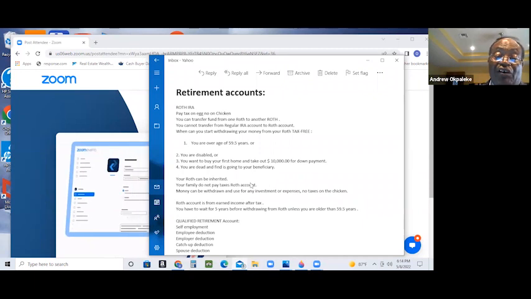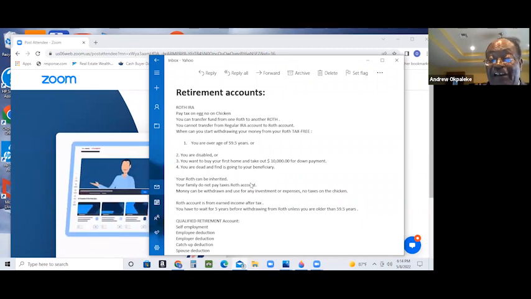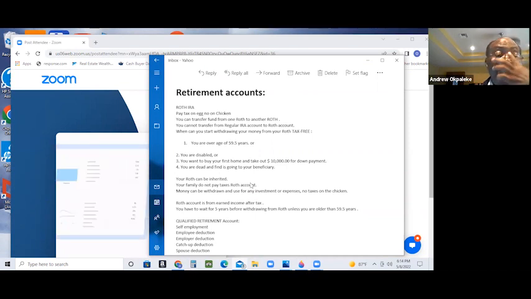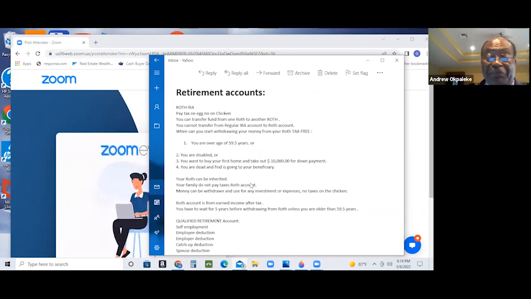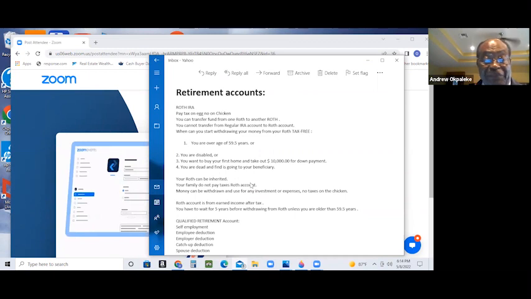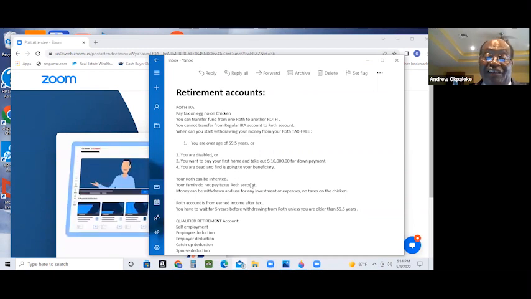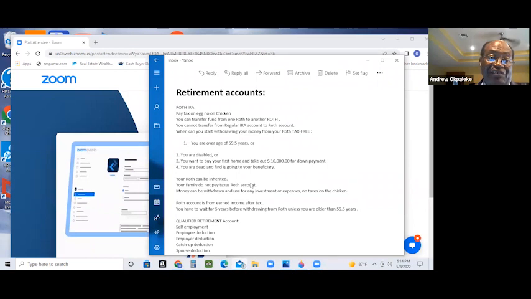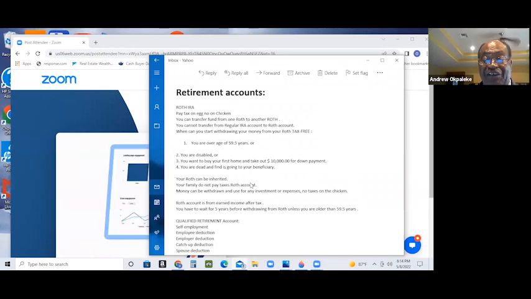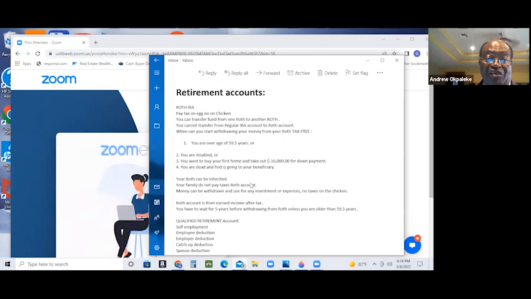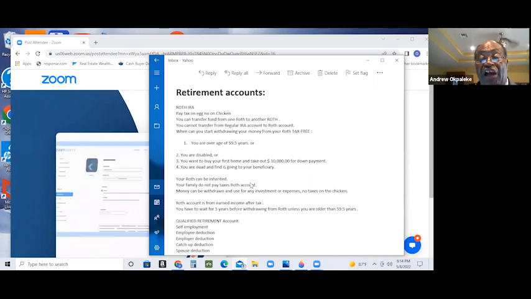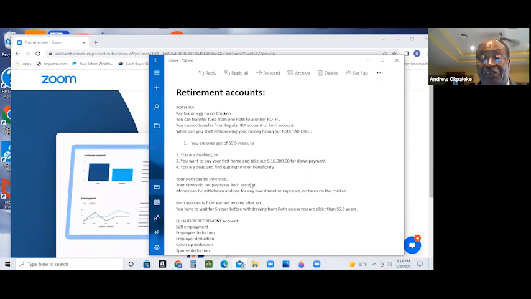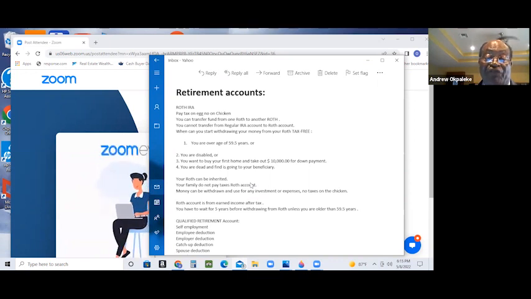Okay, we're going to discuss what they call the qualified retirement account. This is not well known by many people. It is what the rich people use. They nickname it the qualified retirement account. So if you have a business, if you're self-employed, you have a limited liability company, a C corporation, or an S corporation, and you are doing business, you can open a qualified retirement account.